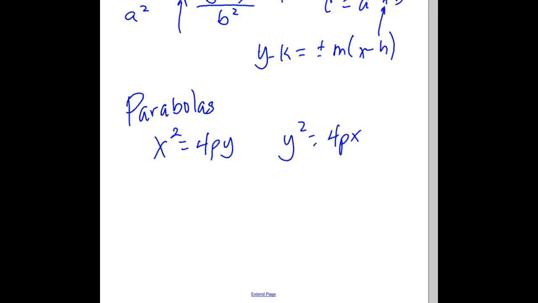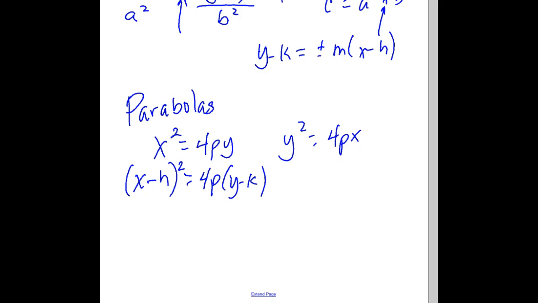Okay, so what we're going to do today is we're going to take this x and turn it into, what do you think? X minus an h. And we're going to change the y into y minus k. Okay, so we're going to translate them just like we have been doing all the other ones.